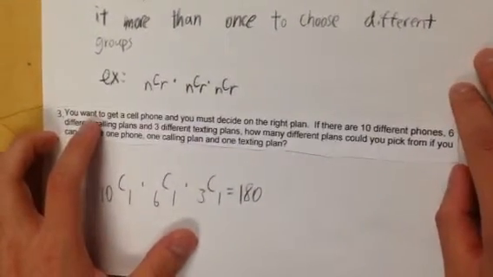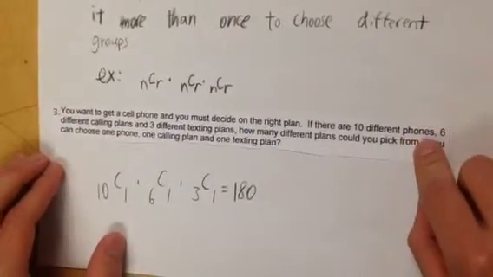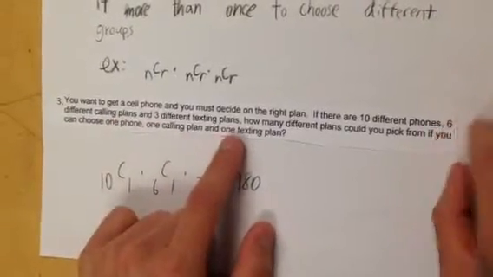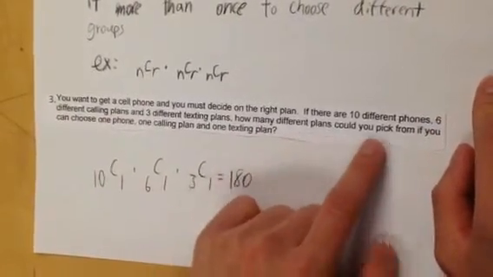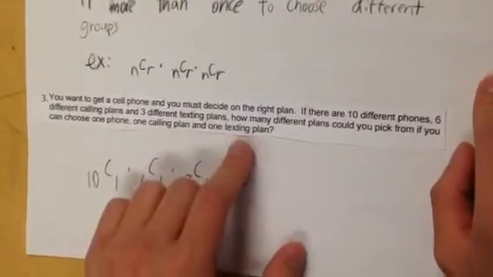You want to get a cell phone and you must decide on the right plan. If there are 10 different phones, 6 different calling plans, and 3 different texting plans, in how many different plans could you pick from if you can choose 1 phone, 1 calling plan, and 1 texting plan?